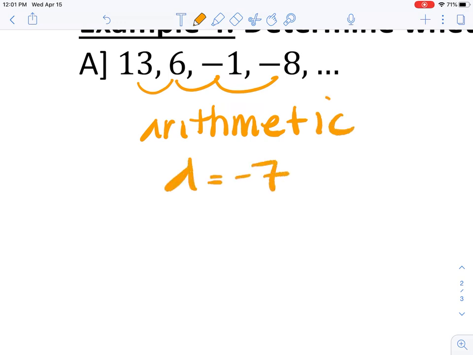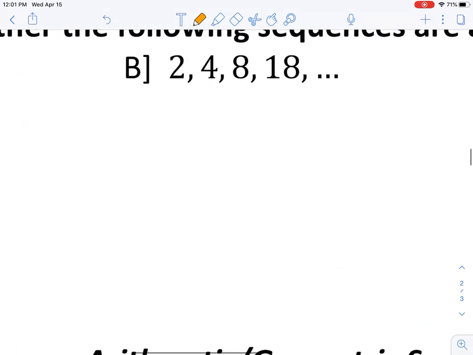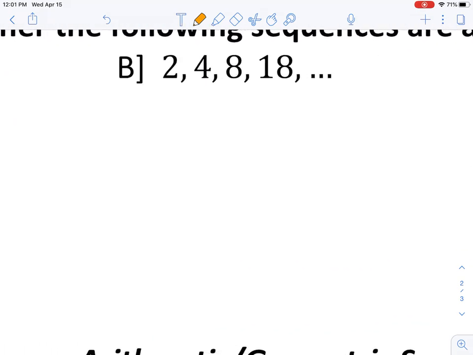Oh, also, just as an FYI, I am not pronouncing arithmetic wrong. It is arithmetic, spelled the same way as arithmetic, but it is not the same meaning. Okay, next one right here. If I look, this is +2, then +4, so it's not arithmetic. And then I look at times 2, and then times not 2. So this is neither.